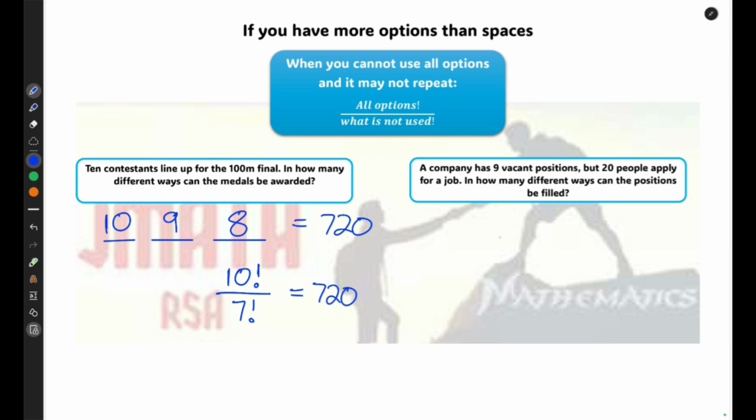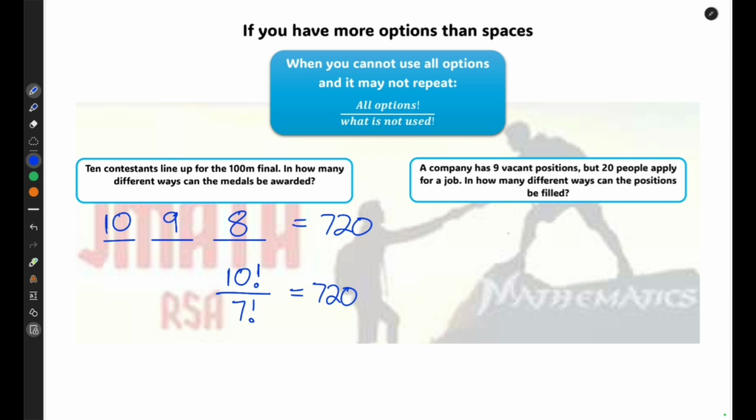The next question. A company has 9 vacant positions, but 20 people apply for a job. In how many different ways can the positions be filled? Okay, guys, now I definitely don't want to write 9 spaces and multiply the numbers 20 times 19 times 18. I can do that if I forget everything in an exam. Please do that to get your marks. You will get full marks if you do that.